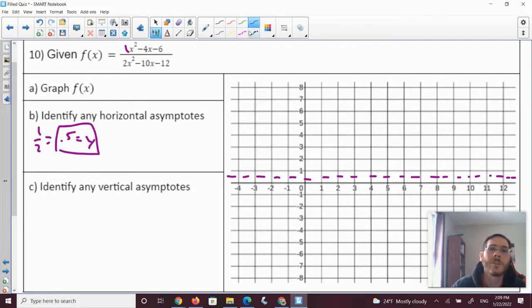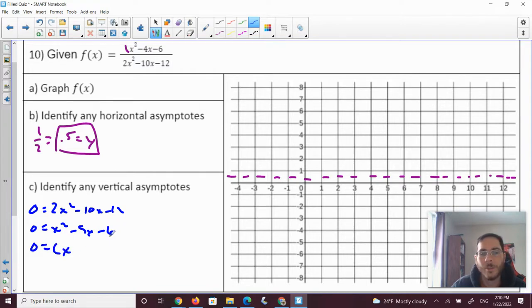All right, and then for the vertical asymptotes, we set the bottom equal to 0. 0 equals 2x squared minus 10x minus 12. I can divide everything by 2, so x squared minus 5x minus 6. And we can factor that one a little bit quicker because things that multiply to -6 and add to -5 is going to be -6 and then +1. So x equals 6, x equals -1.